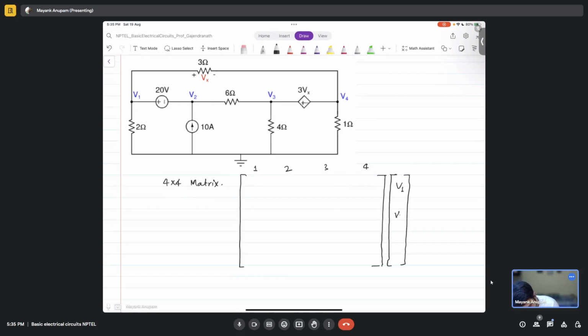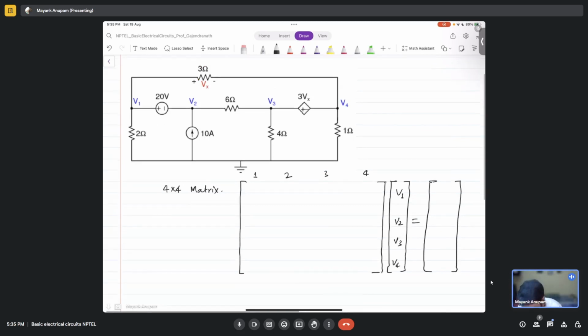V1, V2, V3, V4, and the independent current sources. All right. So go on, tell me the entries. This is V, this is 1, this is 2, this is 3, this is 4.